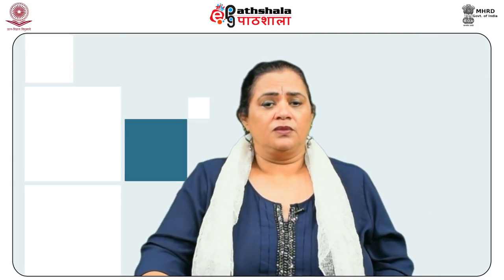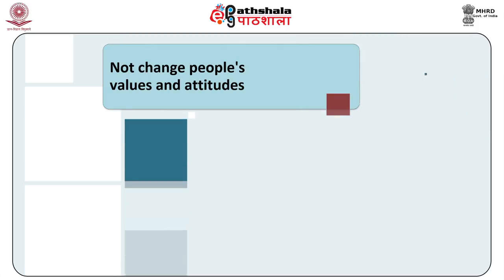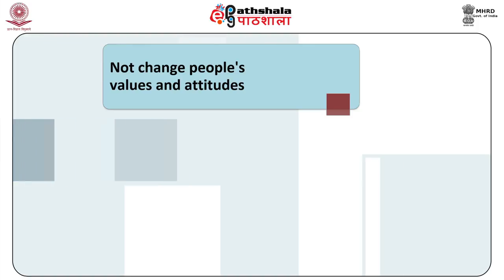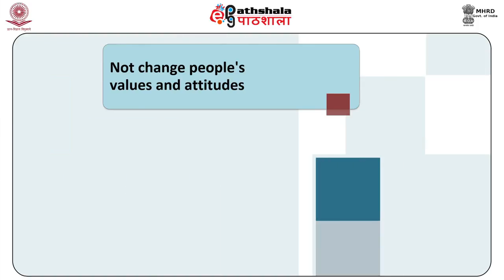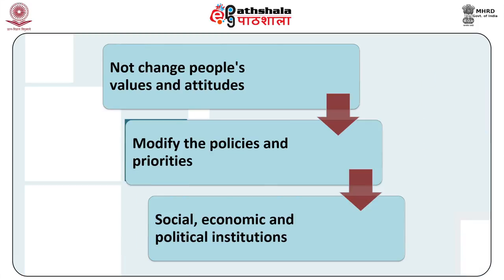Kulkarni quoted that in developing countries, social action is crucial and must precede social work. It is wasteful in a developing country to start with social work and leave social action lagging behind. Social action creates the necessary conditions and climate in which social work could be done more effectively. The aim of social action is not directly to change people's values and attitudes, however important this may be for lasting change, but to modify the policies and priorities of social, economic, and political institutions.